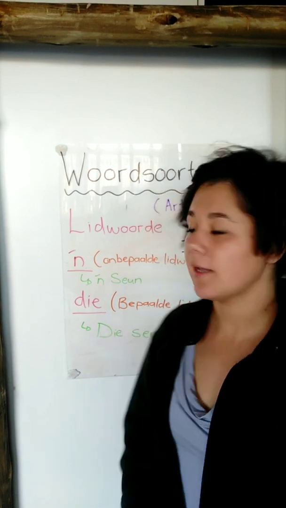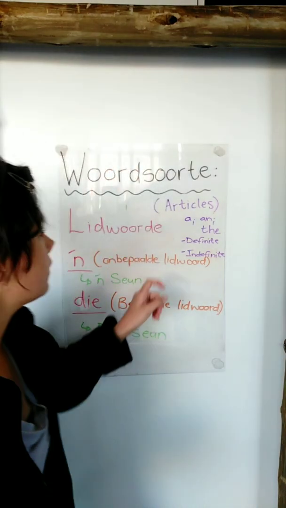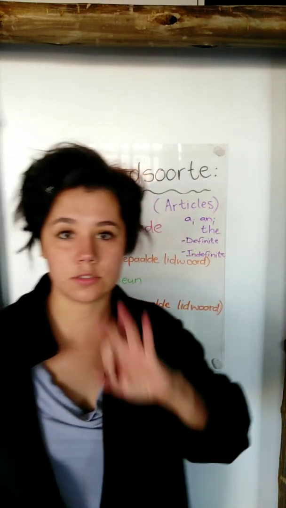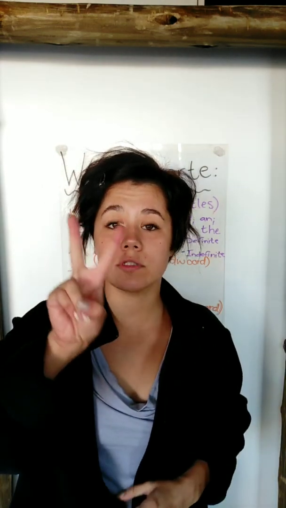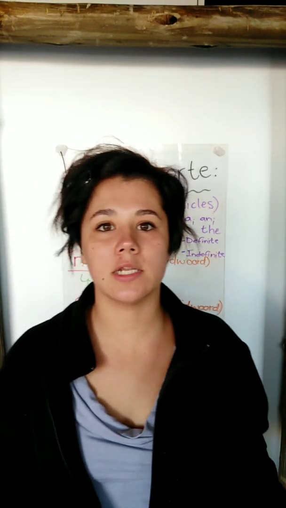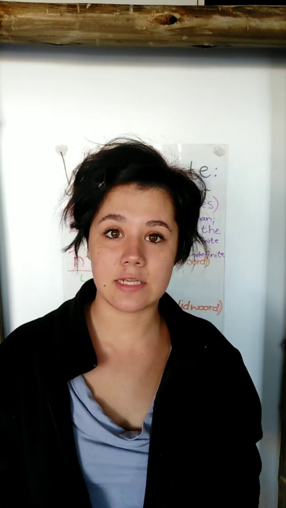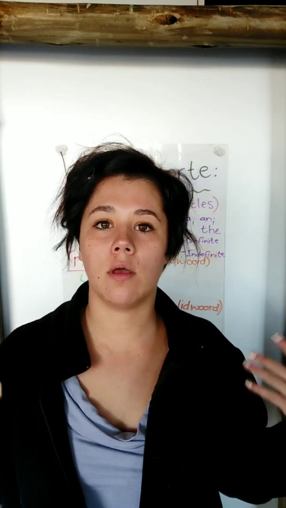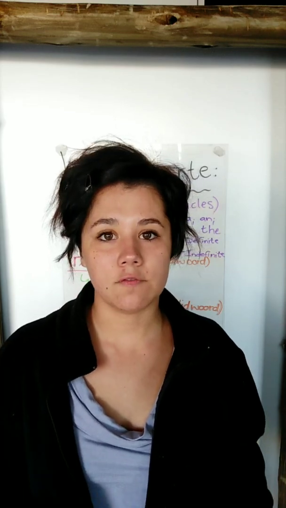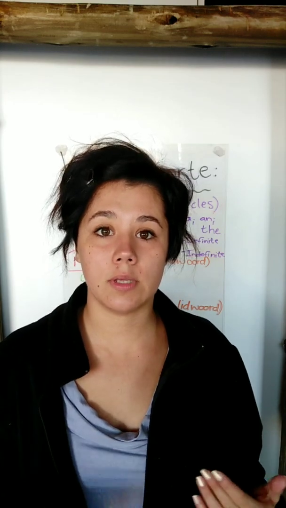The next one we're going to look at is lidwoorde. In English, it is articles. Now remember, articles, there's only 3 articles, a, an, and the. In Afrikaans, there's only 2. We call them lidwoorde. Now remember, in English, articles is split into 2. So definite and indefinite. So definite means they are referring to something specific when you use the word the. And indefinite is when you refer to something not specific, so anything which will then be a and an.